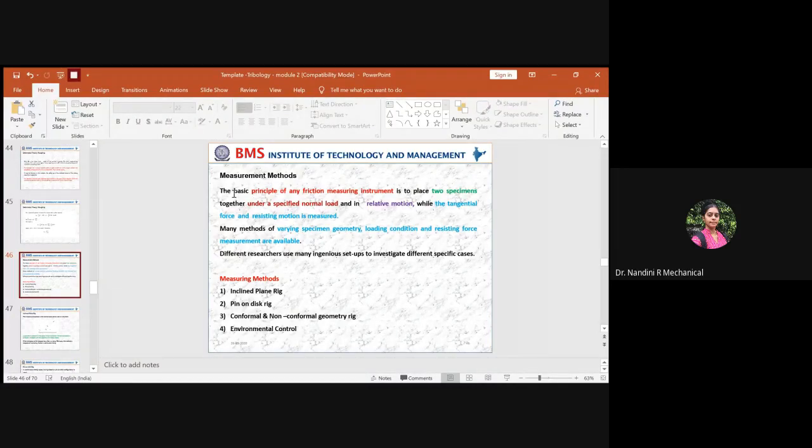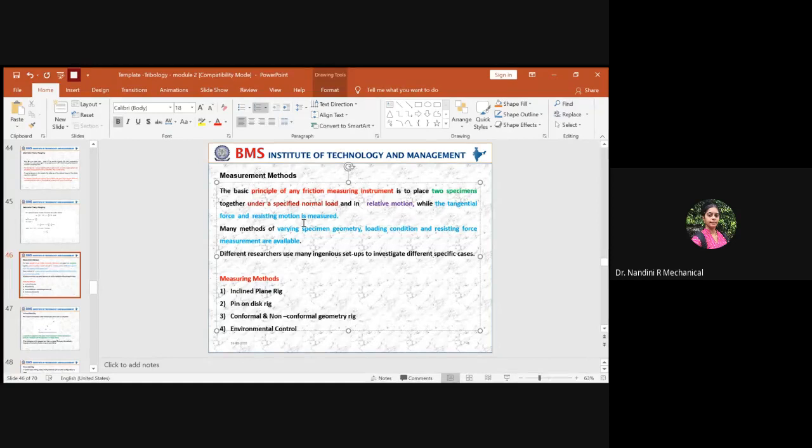You know that the basic principle for measuring any friction using a measuring instrument is you need to have 2 specimens, right? Which slide against each other. If it has to slide, what is the constraint you will be using? You will be specifying a normal load. Normal load will be nothing but the self weight of the given specimen. When it is sliding, you have a relative motion. So when you have a relative motion between the 2 specimens, then we usually evaluate the tangential force and the resisting motion, which could be measured easily.